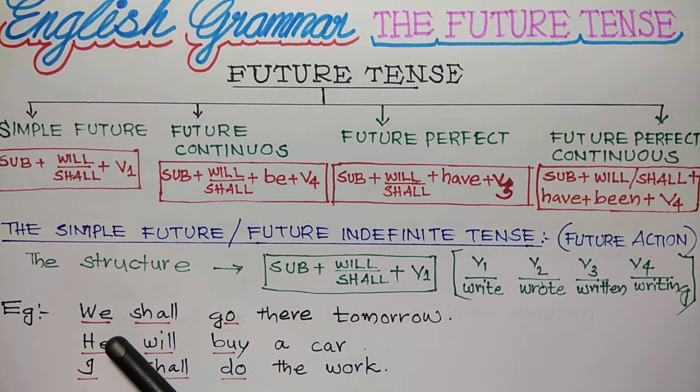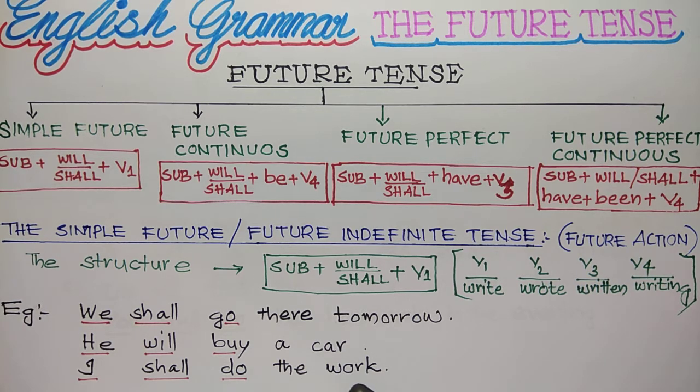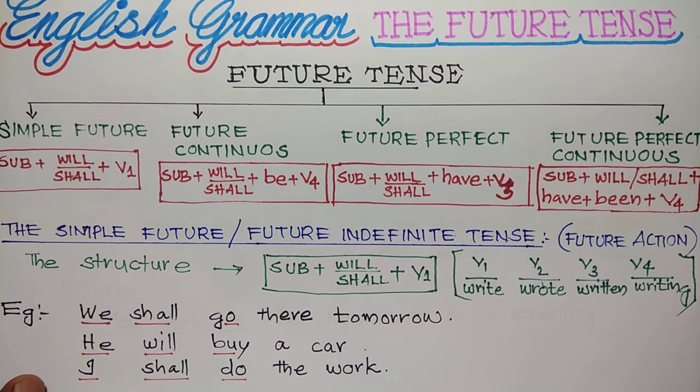See the examples. We shall go there tomorrow. We plus shall plus go. That is the root form of go. He will buy a car. He plus will plus buy. Buy is a root form. I plus shall plus do the work. I shall do the work. So these are the examples.